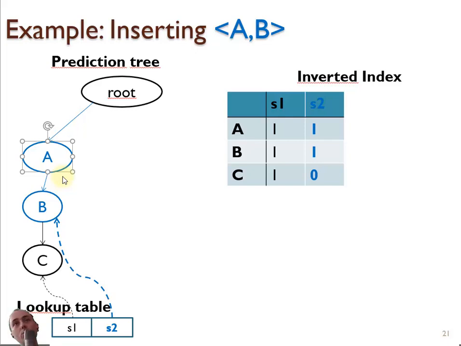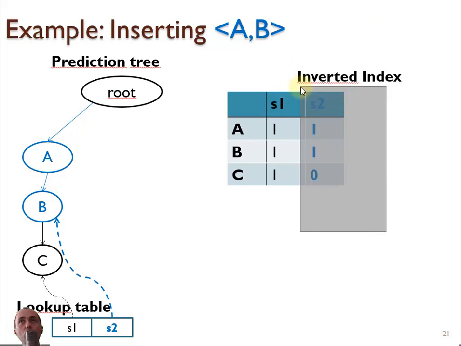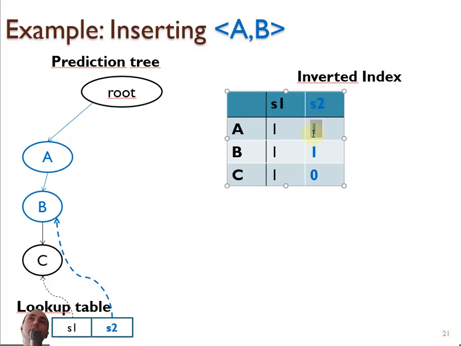Again, we also need to update the table, the inverted index. Here for sequence 2, we put 1, 1, and 0. That means that A and B appear in sequence 2, and C does not appear in sequence 2. Okay, so this is our table.